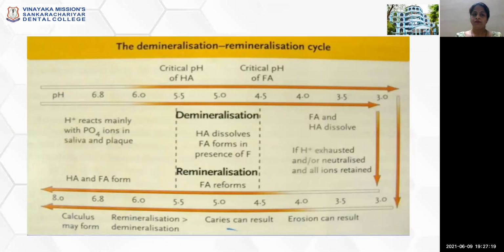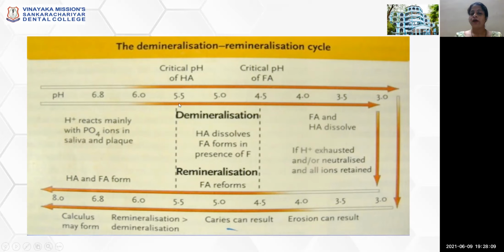This is one more picture showing pH in descending order. Suppose there is acidic pH, so hydrogen ions will react with the phosphate ions in the saliva and the plaque. If the acid is not controlled, and there is still increased acid production, that causes a fall in the pH. If the pH falls below 5.5, that is the critical pH for the hydroxyapatite crystals. The critical pH is 5.5, at which hydroxyapatite dissolves.